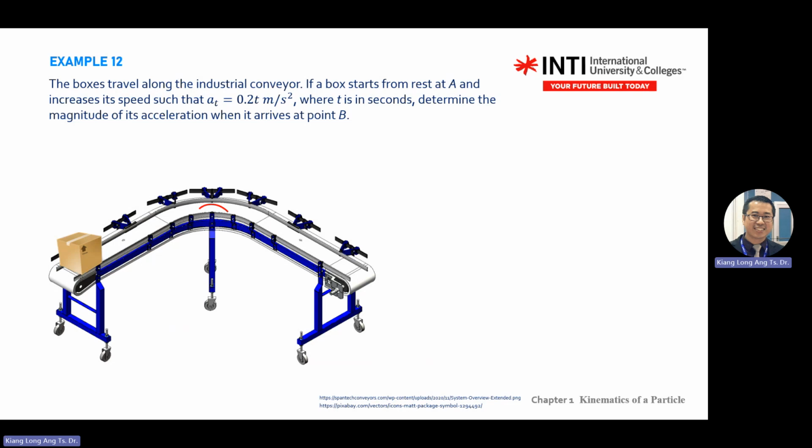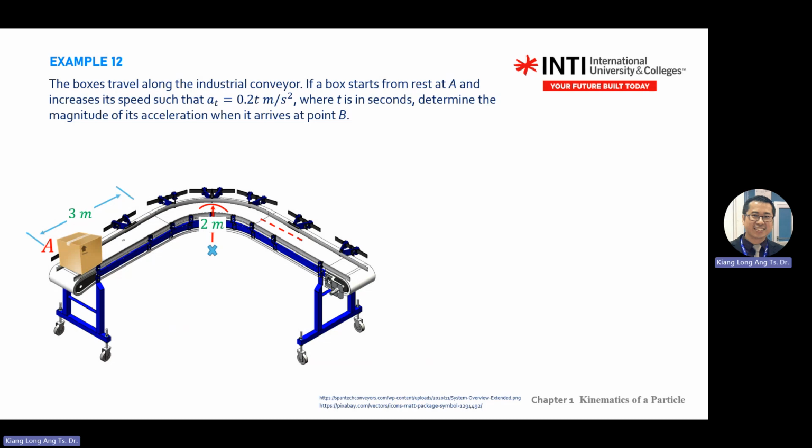The box travels along the industrial conveyor. If the box starts from rest, it tells you the v already. Sorry, I need to give you all the information. A is here. And again, this question is inside the tutorial questions in Canvas. So before you come to class, go download the tutorial. You can print it out, or if you're lazy, just download it into your handphone or tablet that is easy to read. You don't need to copy the question every time.